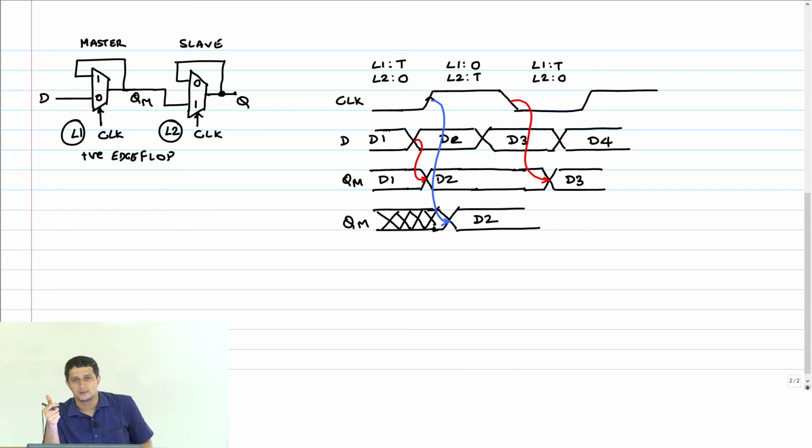L1 is transparent, but L2 is opaque. The moment the clock goes low, L2 becomes opaque, and therefore it is going to retain the state. What is that state? D2. So it's going to simply retain D2 all the way till here. And eventually you will see the same thing, because now D3 has changed. Of course, L1 is transparent, so therefore you will find a change.